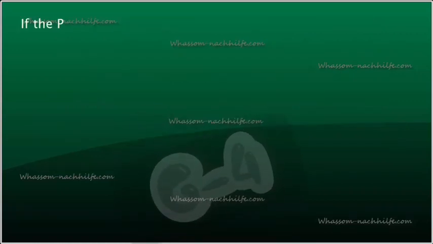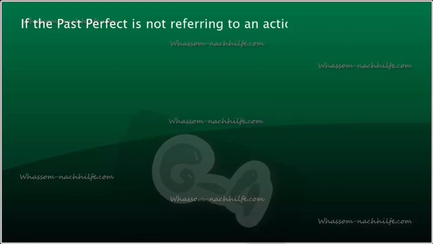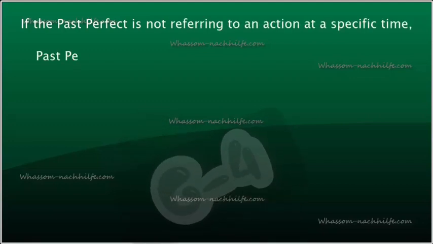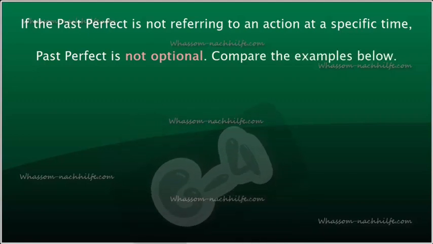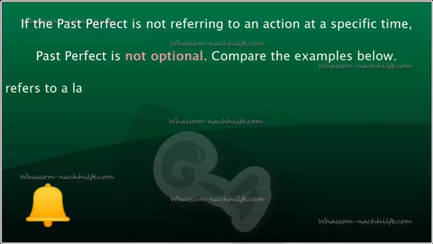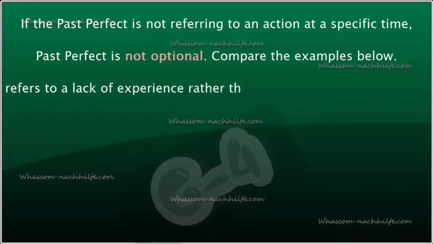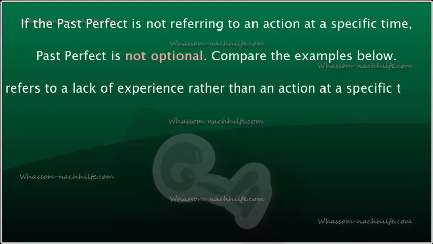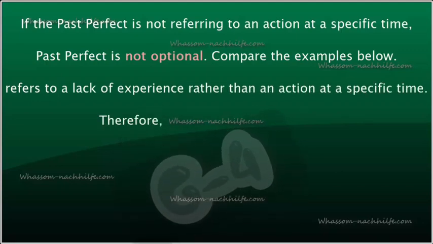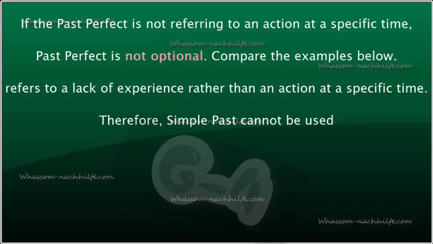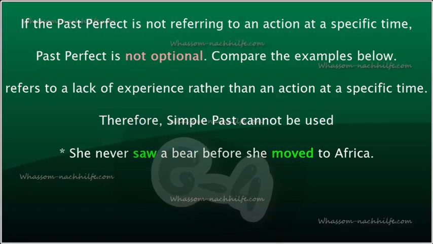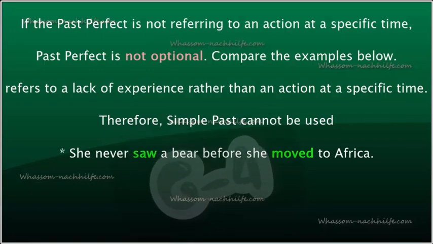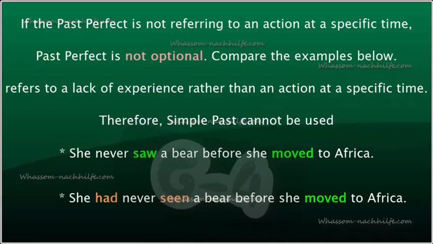However, if the past perfect is not referring to an action at a specific time, past perfect is not optional. Compare the examples below. Here, past perfect is referring to a lack of experience rather than an action at a specific time. For this reason, simple past cannot be used. See the example below. She never saw a bear before she moved to Africa. She had never seen a bear before she moved to Africa.